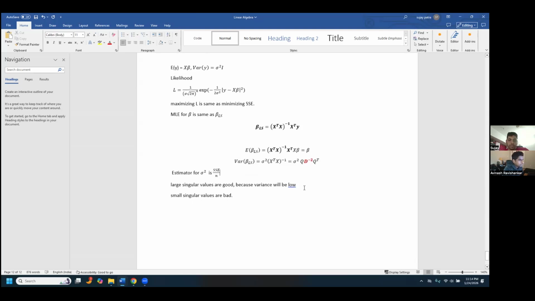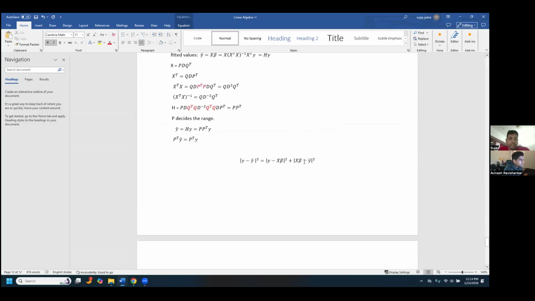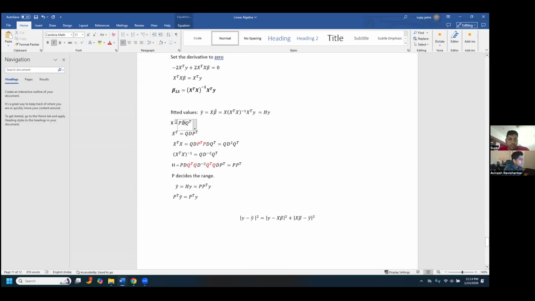Then we discussed a little bit about what this D power minus 2 means. Remember that D is the matrix of singular values. So this is where we introduced the D. That's a diagonal matrix, and it contains all the singular values, and P and Q are orthogonal matrices. So they basically just rotate things. D is the scaling part of the matrix. That's the SVD right there. So when you do SVD decomposition, P and Q play the role of rotating things, and D, the diagonal matrix of singular values, plays the role of scaling things.